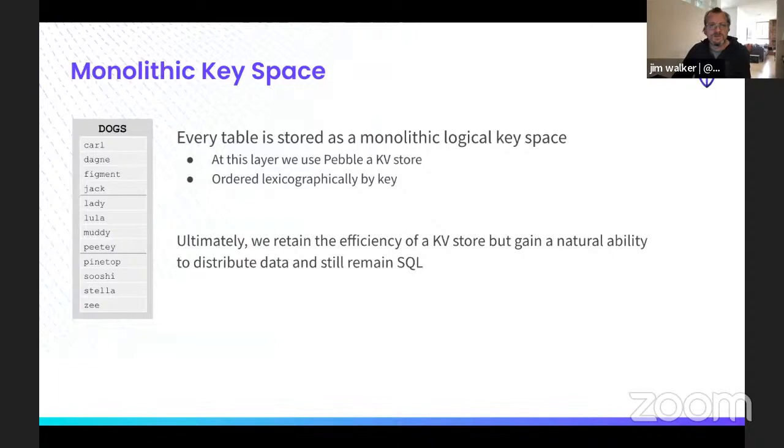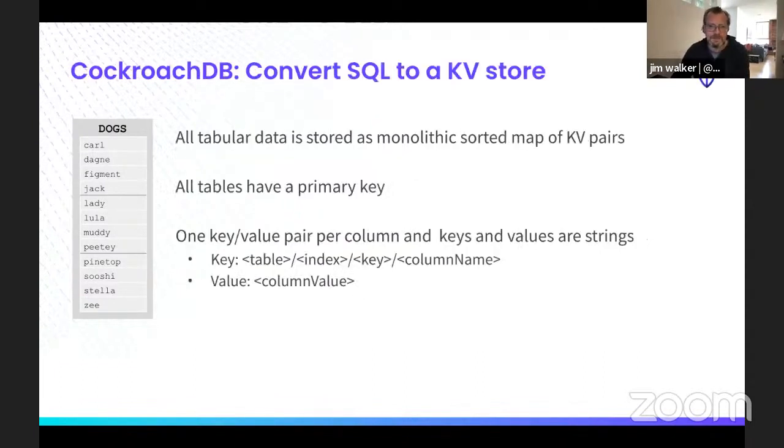So in the storage layer in Cockroach, every table ultimately at the storage layer is stored in KV pairs. It's just this big monolithic logical key space. We use something called Pebble. We built it ourselves. It's in Go. It's kind of like RocksDB, but optimized for a more distributed environment, right? But ultimately, every table is just this huge logical key space. Let me explain what that means.